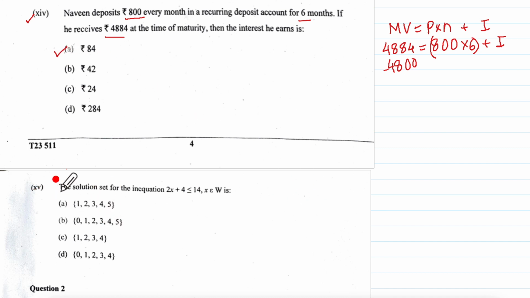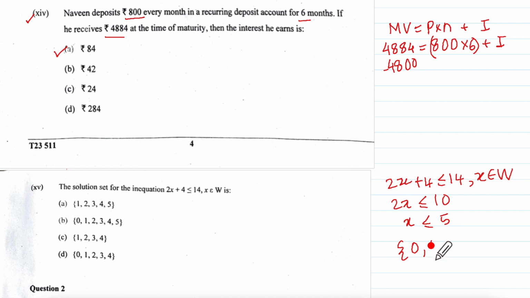Now the last MCQ is the solution set for the inequation. It is 2x plus 4 less than or equal to 14 and x belongs to whole numbers. Now 2x less than or equal to 14 minus 4, which means 10. So x will be less than or equal to 5, correct? Now if it's a whole number, you will start with 0, then 1, 2, 3, 4, 5. Which is the option? It is option B.